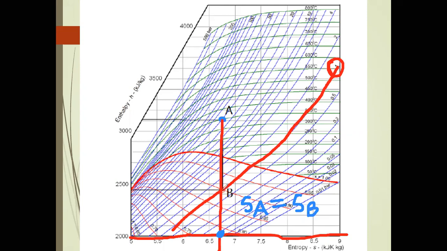So that means the B point will also be on the same perpendicular line. At that time, both the entropy will be same. So the B point is the intersection of this perpendicular line. Otherwise, if the B point is just here, the entropy will be lesser. If the B point is here, the entropy will be bigger. But to be the exact same entropy as A, the B point should be on the same perpendicular line.